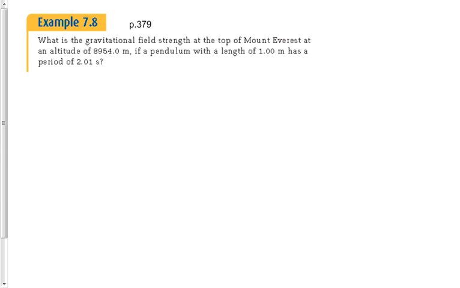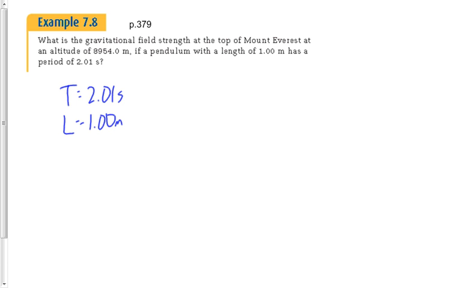All right, let's take a look at an example. Notice we're in chapter 7 now. 7.8, number 379 says, what's the gravitational field strength at the top of Mount Everest at an altitude of 8954 meters if the pendulum with a length of 1 meter has a period of 2.01 seconds? What are we going to do here? We're going to say the period is 2.01 seconds. The length of the pendulum, 1.00 meters.